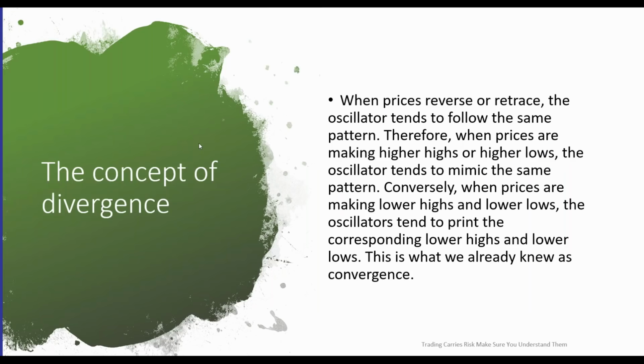When price reverses and retraces, the oscillator tends to follow the same pattern. Therefore, when prices are making higher highs or higher lows, the oscillator tends to mimic the same pattern. Conversely, when prices are making lower highs and lower lows, the oscillator tends to print the corresponding lower highs and lower lows.